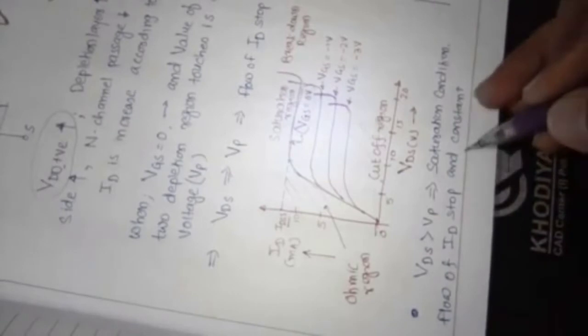So VDS greater than VP, then saturation conditions, and the flow of ID stops and is constant. Now if VG is negative, as in case 2, the VG is negative and VDS dash is less than VDS, meaning the saturated value of the voltage between drain and source will be less compared to VDS in case 1.